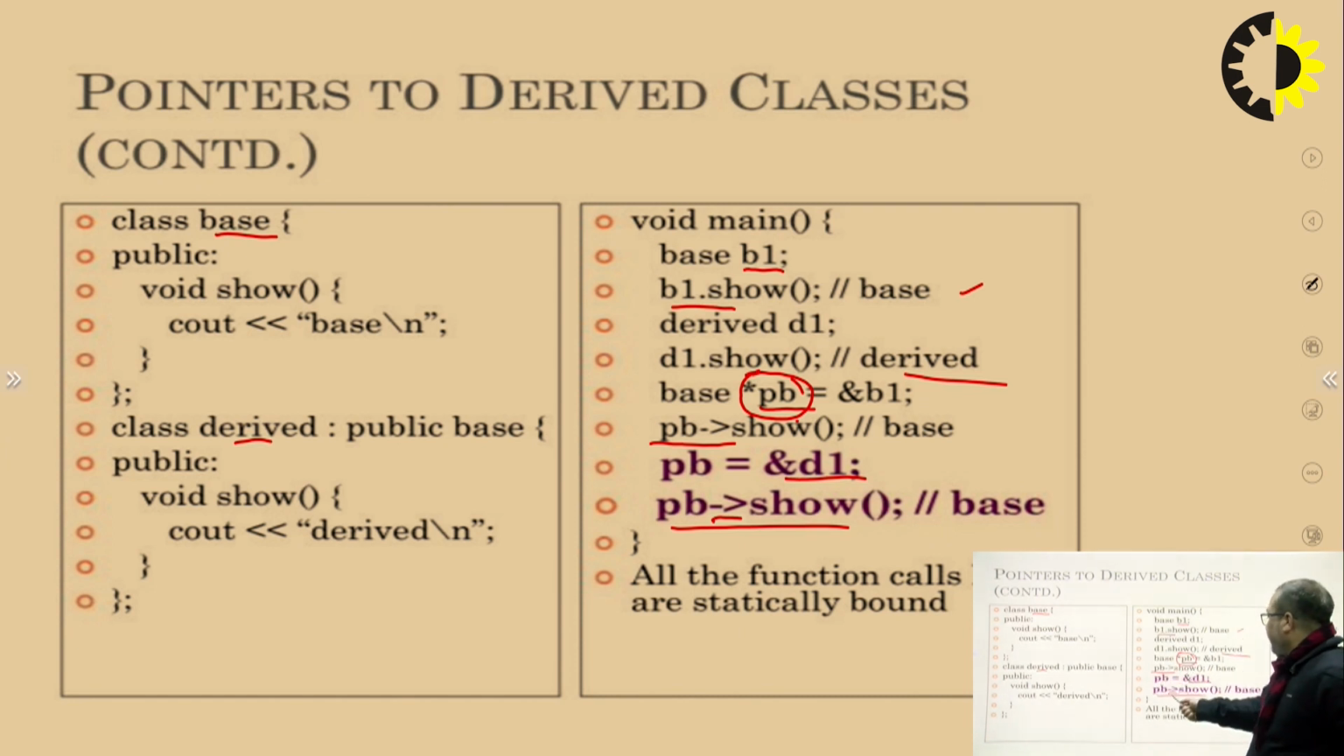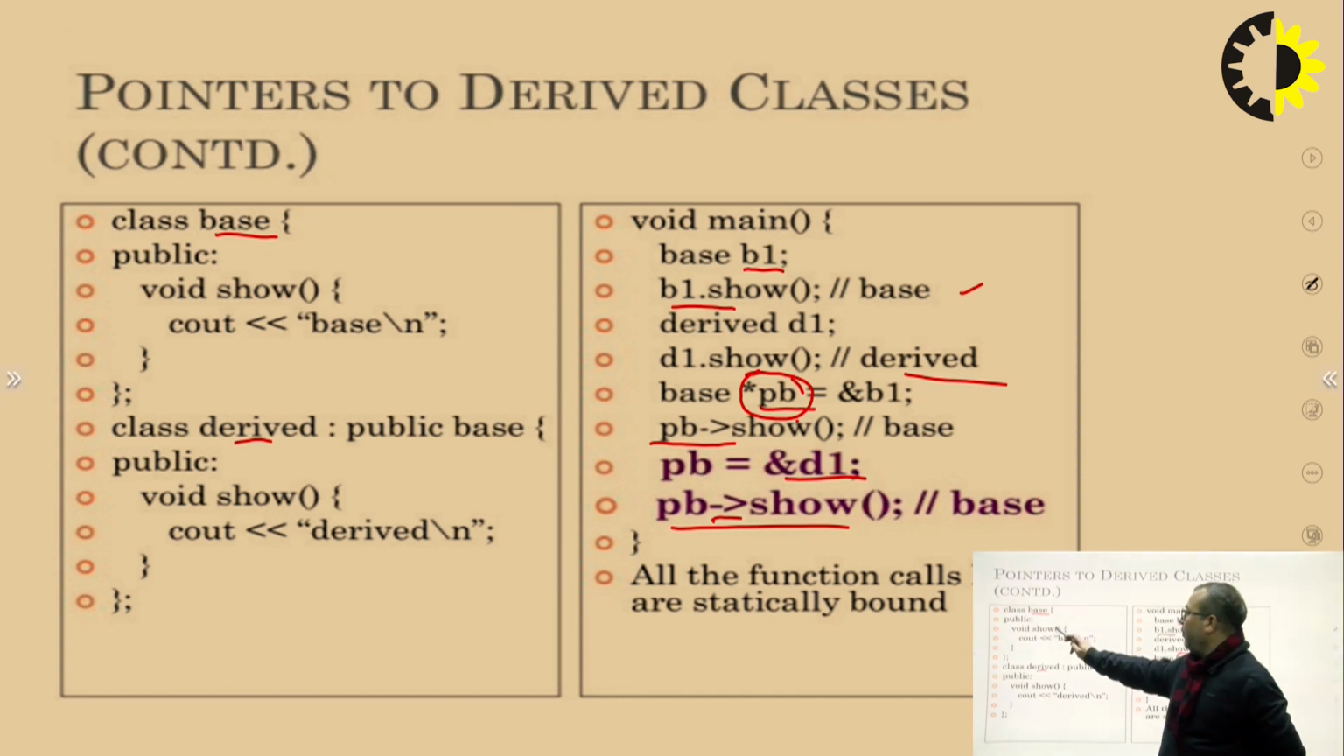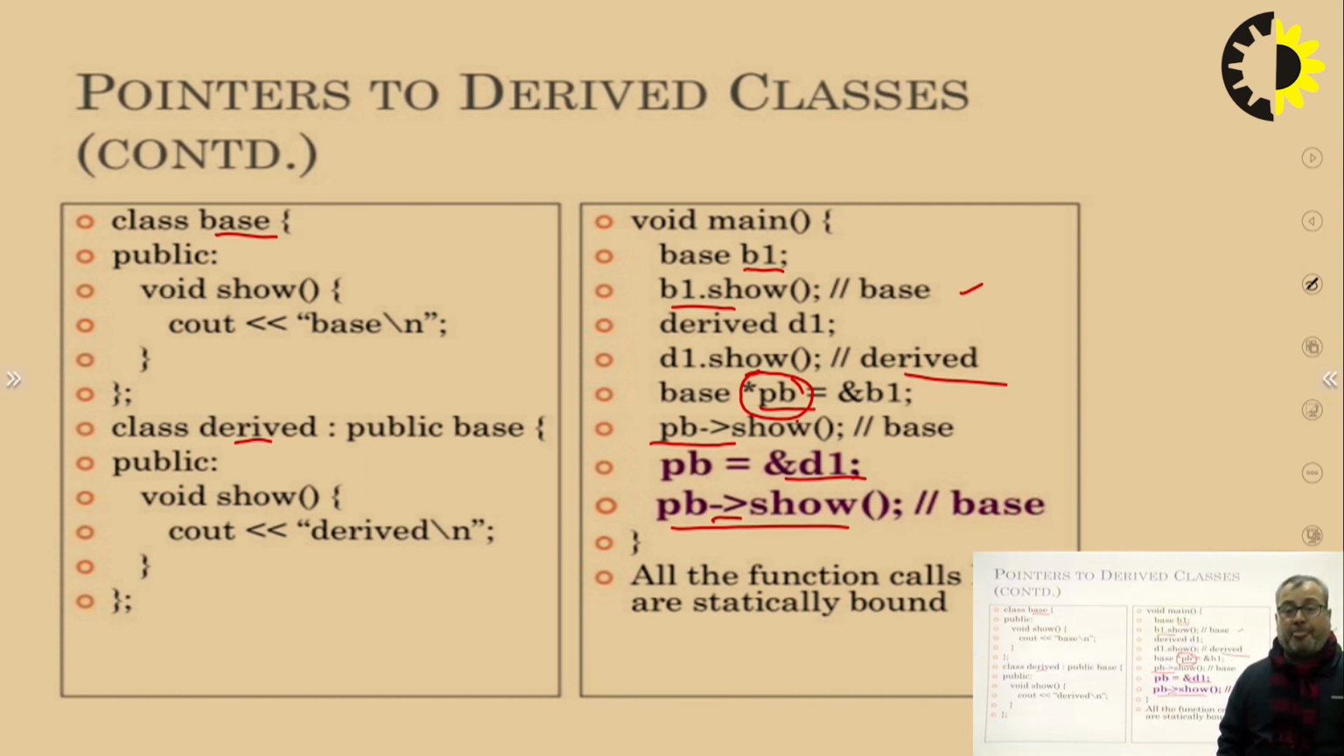But if you want to invoke this show function which has the same signature, I mean the return type, number of arguments, type of arguments, everything is the same, then which function would be invoked, the one in the base class or the one in the derived class? Normally it will invoke only the base class function. In the normal way, only this function will be invoked.